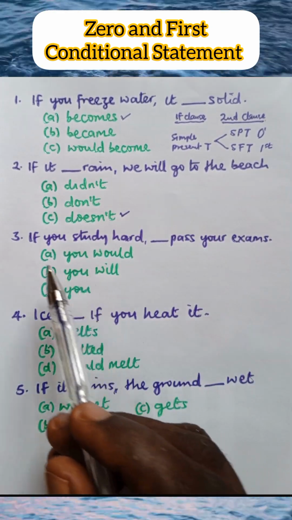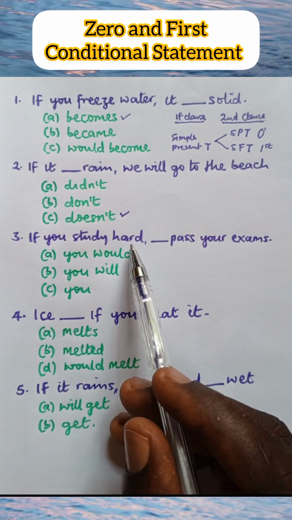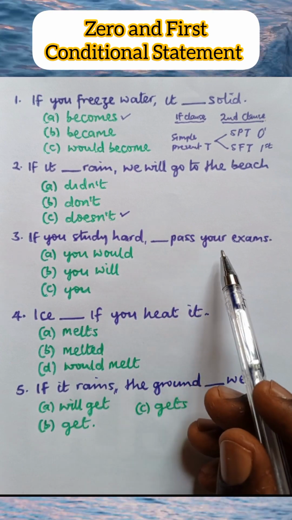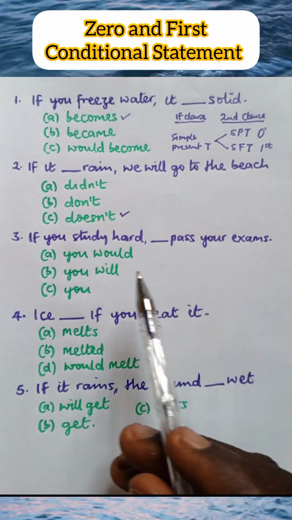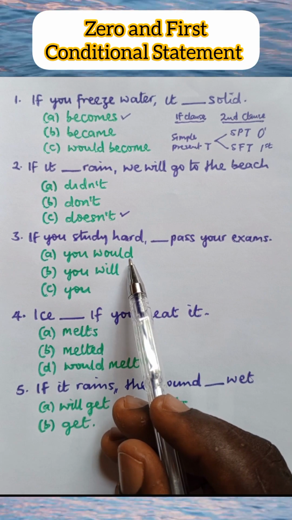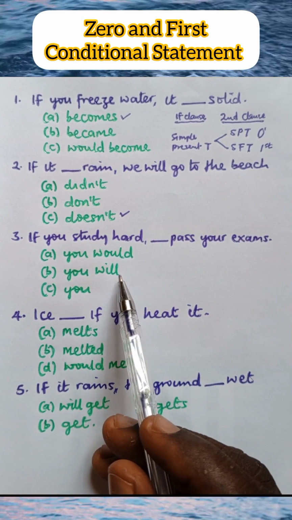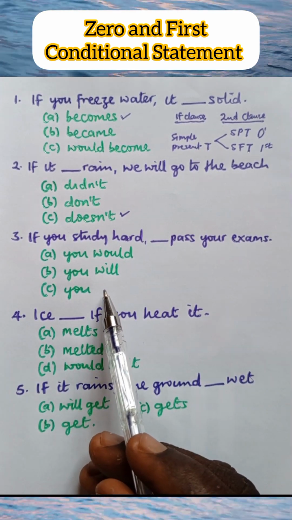Number 3, if you study hard, blank pass your exams. A, you would pass your exams. B, you will pass your exams. C, you pass your exams.